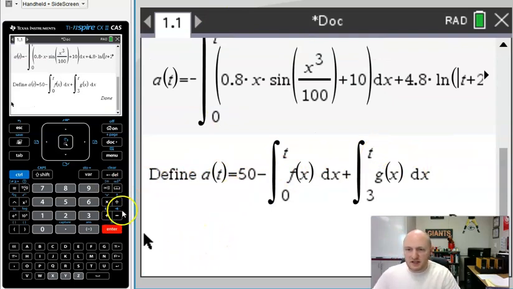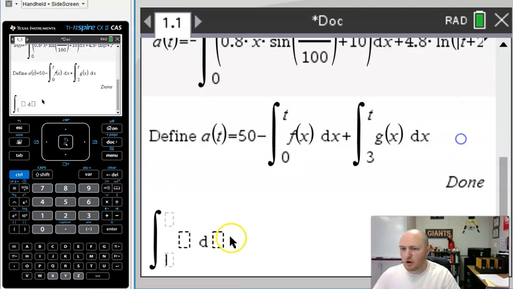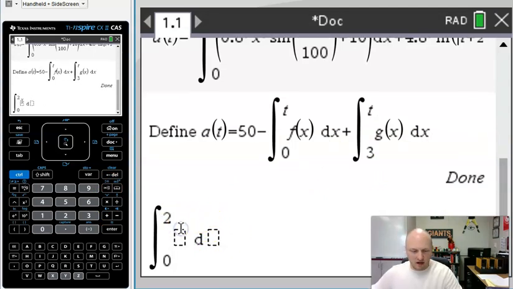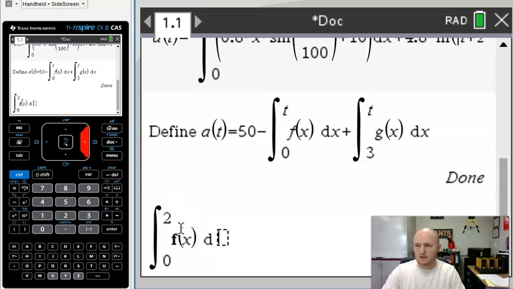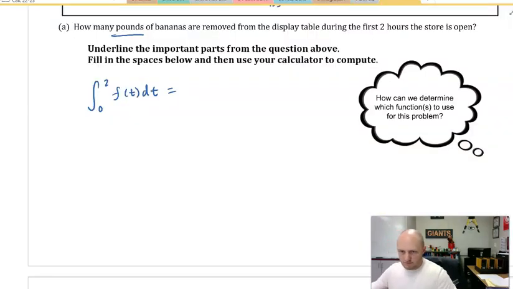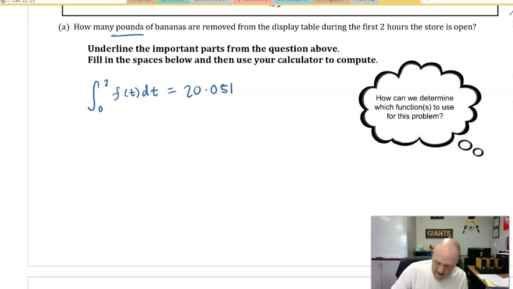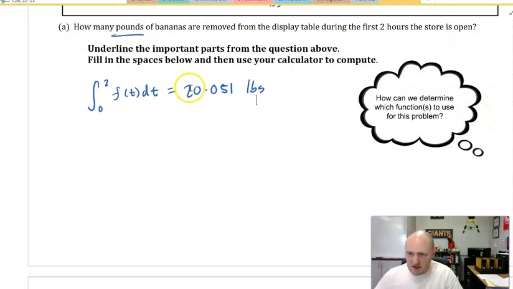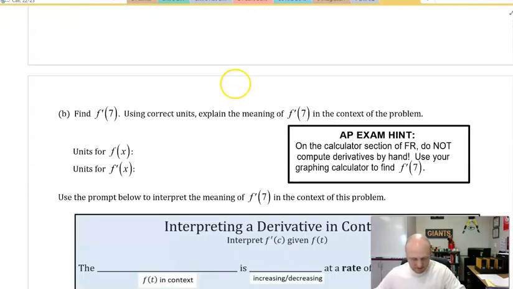Okay, so I want the integral from 0 to 2 of how many are being removed? That's f of x dx. Okay. So there we go, 20.051. So this is 20.051. Okay, and note that this is in pounds. You could respond in a sentence, but they didn't ask for units. They didn't ask you to interpret. There is your total amount being removed. Okay, next part, part B.